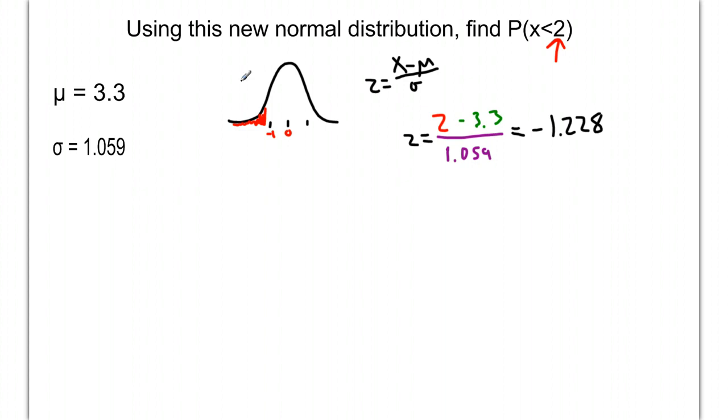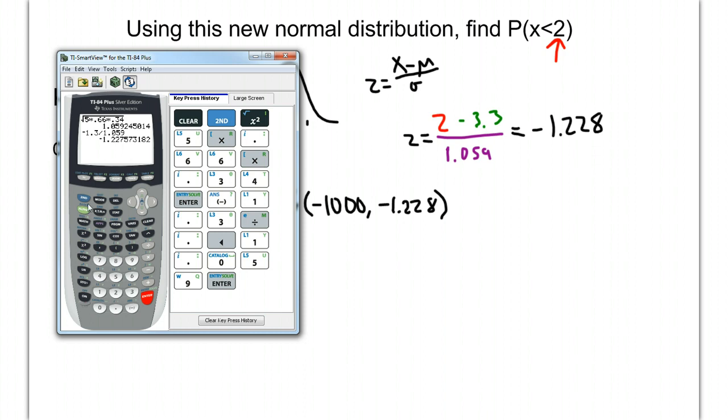So to find area under the normal curve, we use the normal CDF function, and we have our left bound and our right bound that we type into that. So normal CDF, left side here goes on forever, so we pick some very negative number, such as negative 1,000. And then we stop here. Our right side happens right at our z-score, negative 1.228.